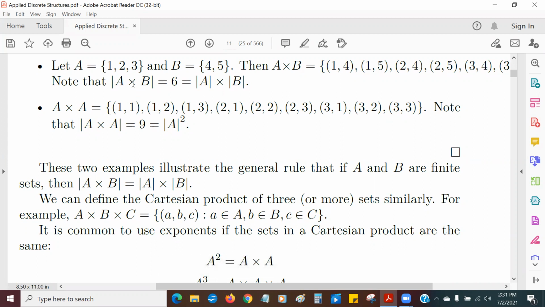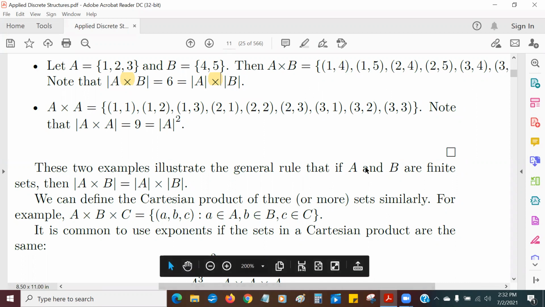Now this cross over here and that cross over there are not the same cross, because this is a multiplication symbol. This means the cardinality of A, which is a number, times the cardinality of B. So it's the number 3 times the number 2. That's where you get the 6 from. The cardinality of A cross B is how many of these ordered pairs there are in this list. There are 6 of them.